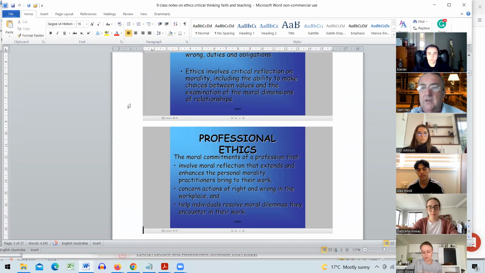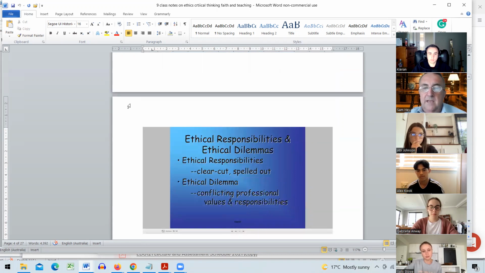In a profession like teaching, we uphold the professional ethics of the organisation, of the school, of the role that we take on. So there is ethics in what we do. So we need to think about what's right and wrong where we are. Now, some ethical responsibilities are clear cut and spelt out, but others involve dilemmas.